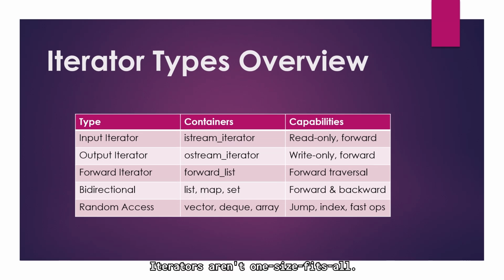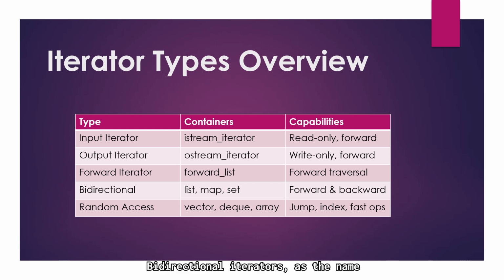Iterators aren't one size fits all. In fact, there are 5 main types, each suited for different containers and operations. First, we have input iterators like istream_iterator, which read data one element at a time. Then output iterators like ostream_iterator, which allow us to write data sequentially. Forward iterators can move in one direction and are used in structures like forward_list.